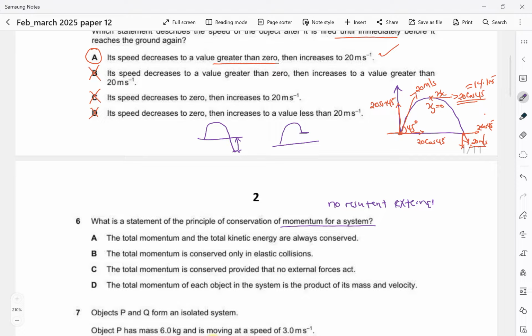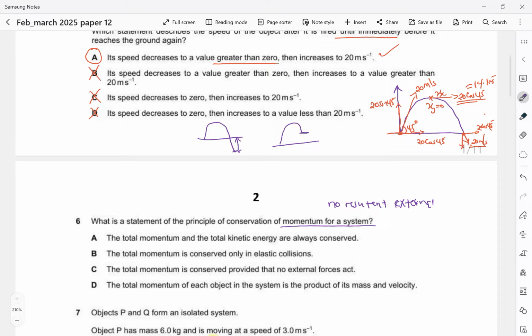There will be no resultant external force. And therefore, for an isolated system, the total momentum before collision is the same as total momentum after collision. Or we can say that the total momentum of an isolated system of interacting bodies is always constant. So if there is no external force acting on a system, then the momentum is said to be conserved. Whether the collision is elastic or inelastic, momentum is always conserved as long as the system is isolated.